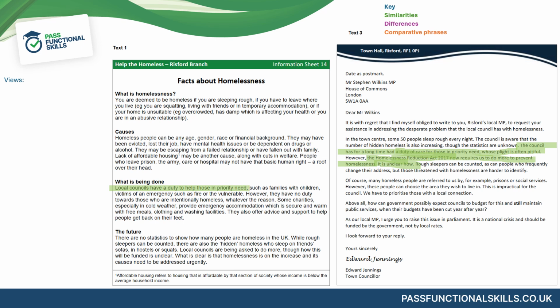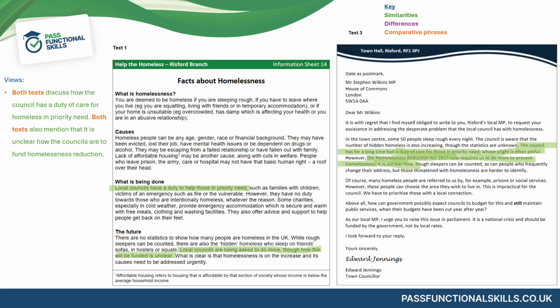They also mention local councils down here, so local councils are being asked to do more, though how this will be funded is unclear. So again, sharing text 3 sentiments that it's really unclear as to how councils are actually going to do more to help homeless people. Text 1's core view is that homelessness needs to be addressed urgently, and we can see that in the last line of the text, and they use all of these facts to sort of back that up throughout.